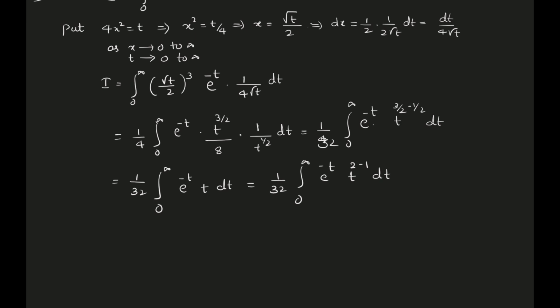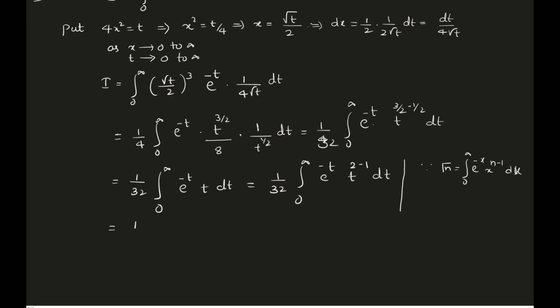But what is this expression? What is the definition of gamma n? The definition of gamma n is integration from 0 to infinity e raised to minus x, x raised to power n minus 1 into dx. Okay, this is our formula. Now just compare this with this. In place of x you have t, and in place of n minus 1 we have 2 minus 1, with dt. Okay, then whatever n we have, this is gamma n. So here we have 2.